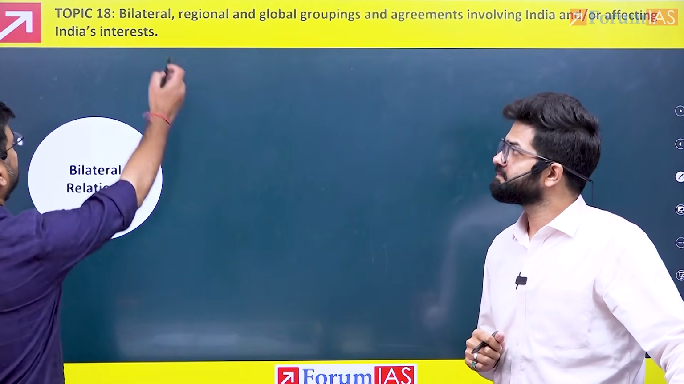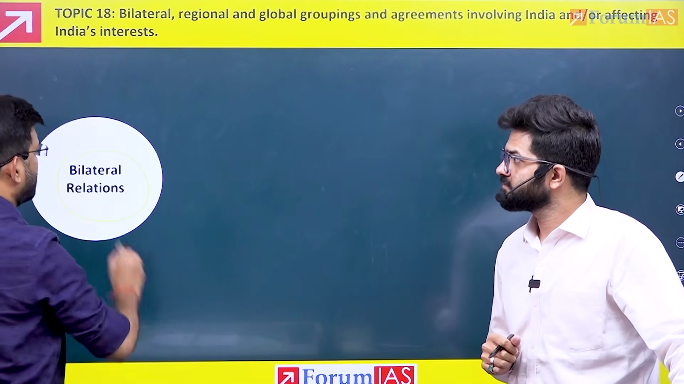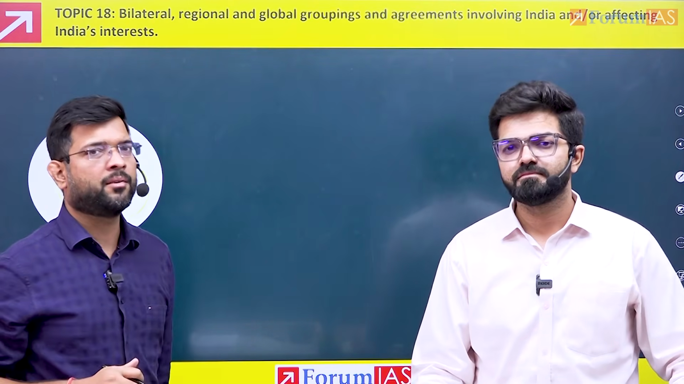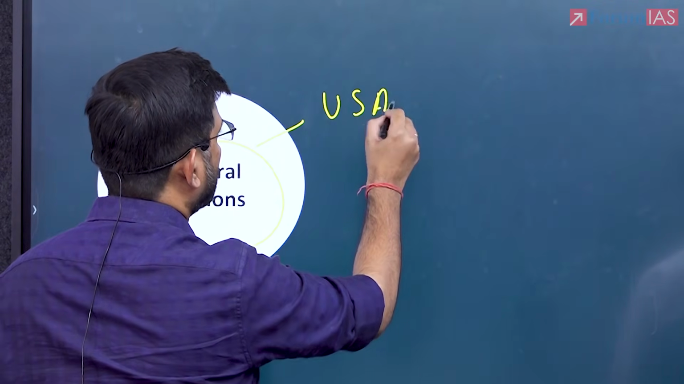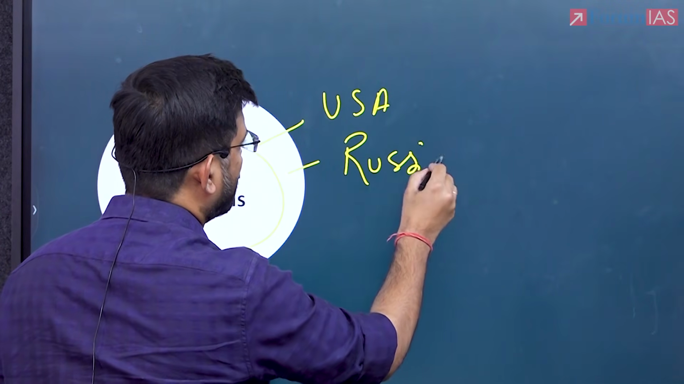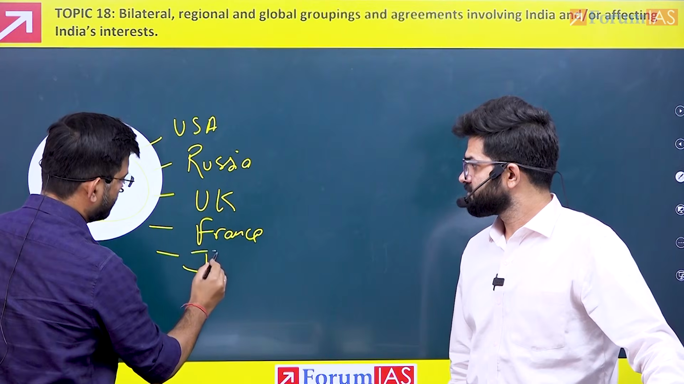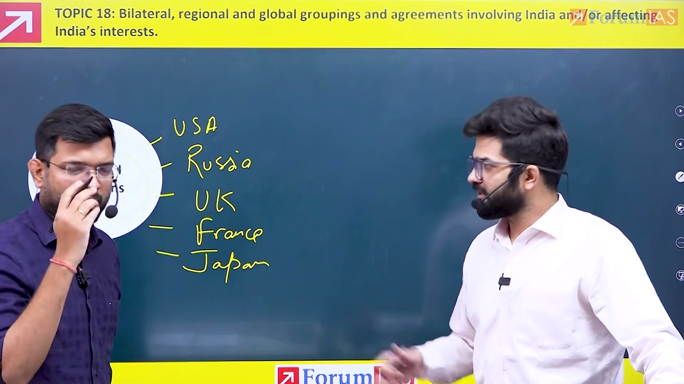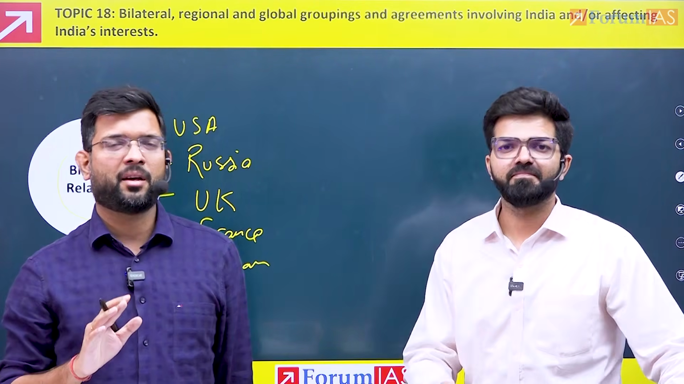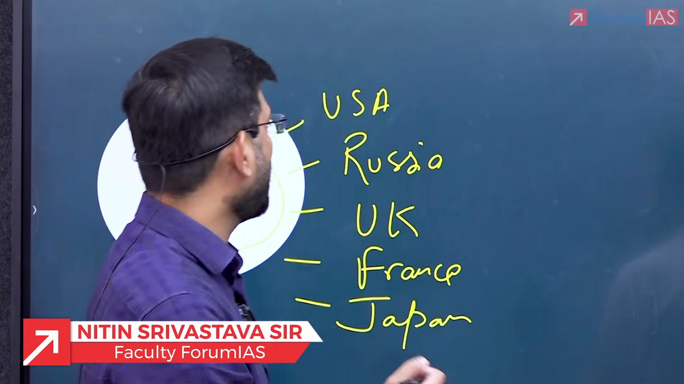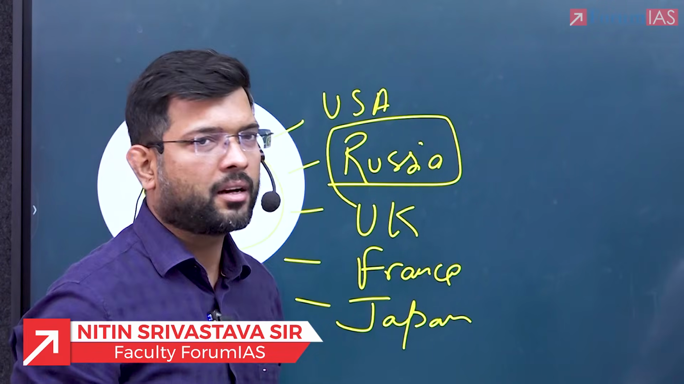All right, in 18, the first one is bilateral relations. In this, we've already covered the bilateral with the neighbors. What you have to focus on here is the bilateral with other major countries around the world. Countries like the USA, Russia, UK, France, Japan, Germany. You get the idea, right? There is no end to this list. So at least prepare for the G7 countries, I would say. G7 is an important way to go about it. Then any country with which we have a strong, historic tie, like Russia, prepare those.